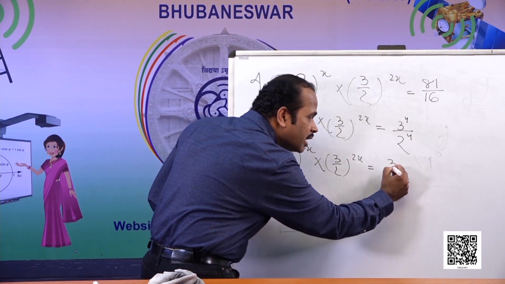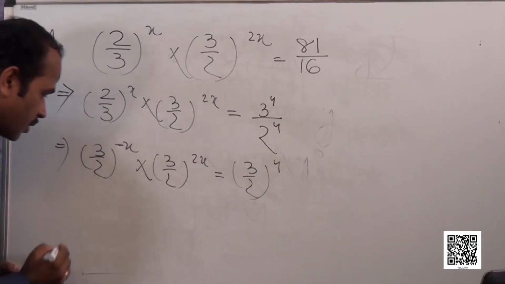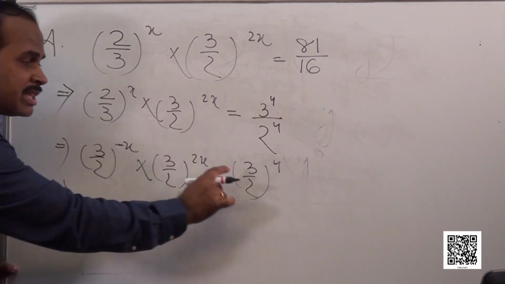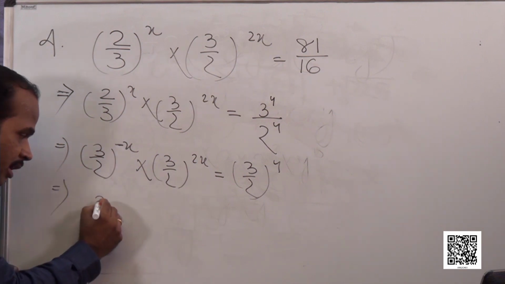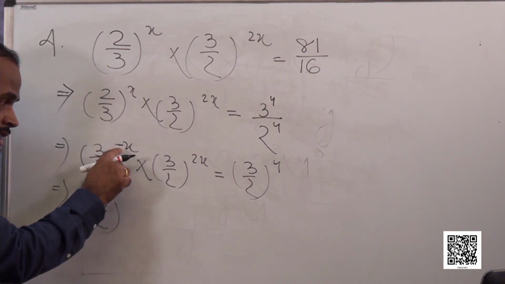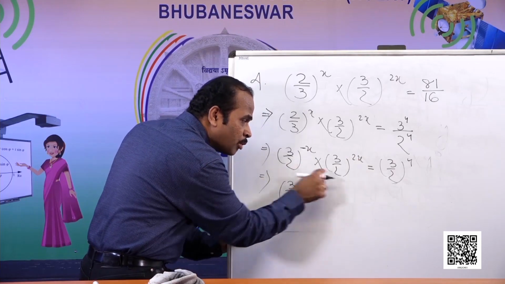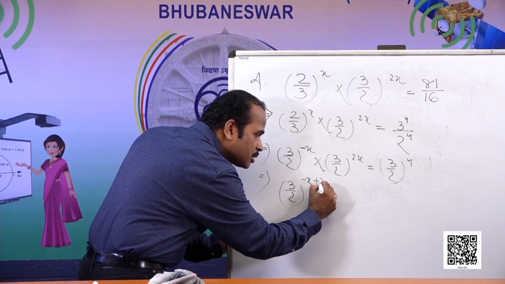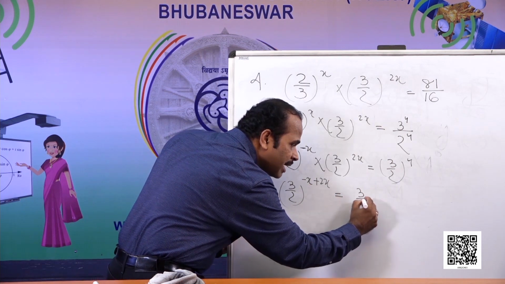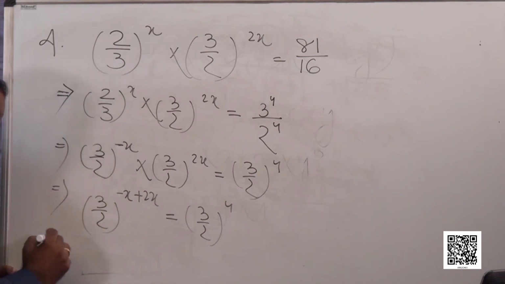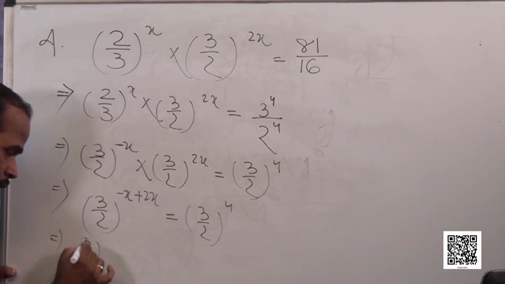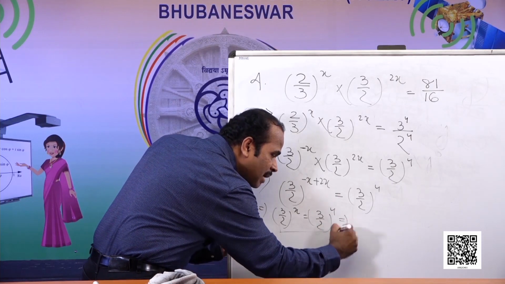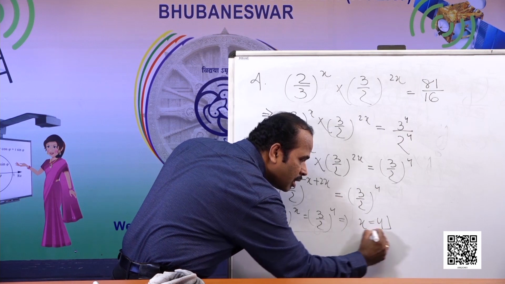This is equal to (3/2)^4. Why have I changed this? Because I wanted to make both sides with the same base. So now what do I get? (3/2) to the power minus x and 2x, because the bases are the same and the powers have to be added. So it will be minus x plus 2x, and this side is equal to (3/2)^4. So finally, (3/2)^x is equal to (3/2)^4. This implies x equals 4. This is my answer.